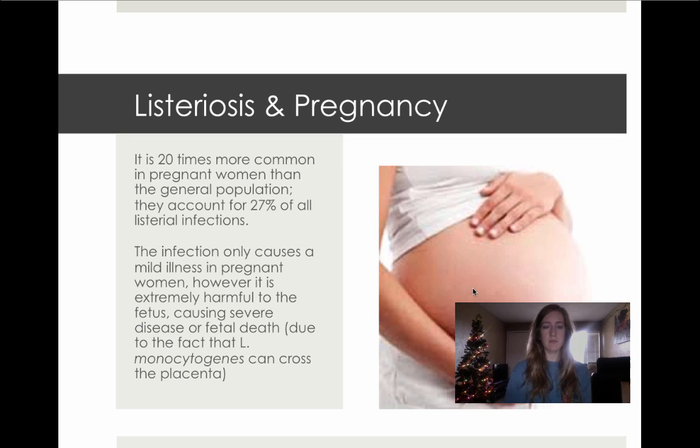The reason listeriosis is usually talked about in relation to pregnancy is because it's really harmful to the fetus. It's 20 times more common in pregnant women than in the general population to contract listeriosis, and they account for 27% of all listerial infections. Although, like I said before, it doesn't cause much of an illness in the pregnant woman herself. It's mostly harmful to the fetus because it can cross the placental barrier. So that's one of the few things that the placenta can't keep out. If a woman consumes food products such as feta cheese or deli meat that has been contaminated by the bacterium, by its pathogenesis, it can cross this placental barrier.